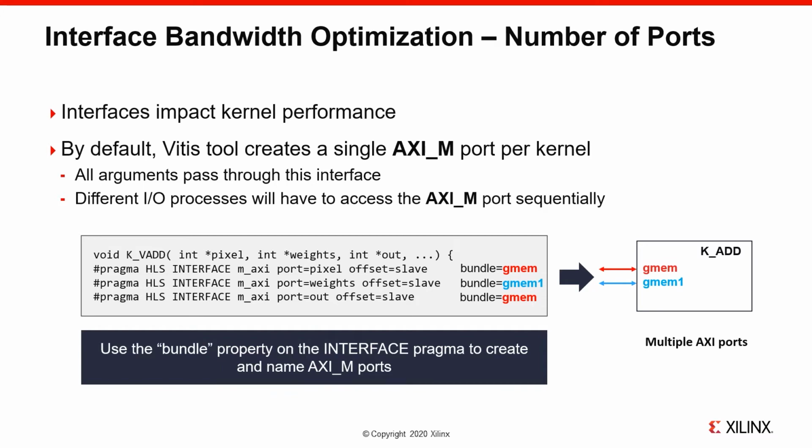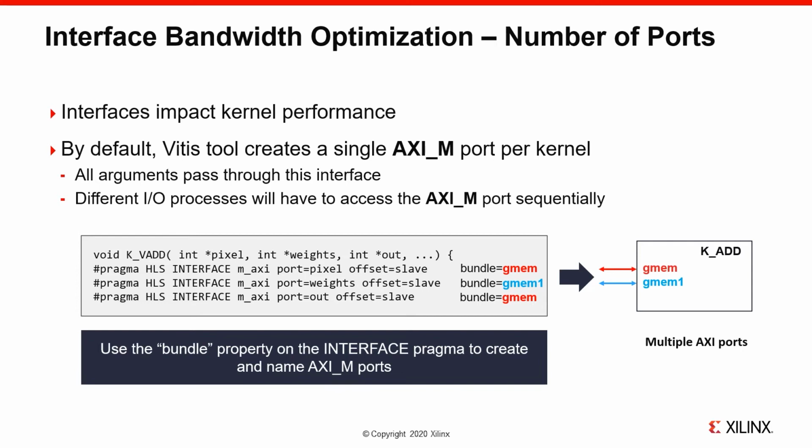The bundle keyword in the HLS pragma defines the name of the AXI port. The system compiler will create a port for each unique bundle name. When the same bundle name is used for different interfaces, they will all be mapped to the same port. Sharing of ports helps save FPGA resources, but can limit the performance of the kernel.